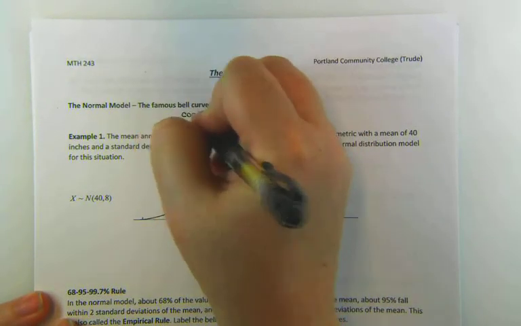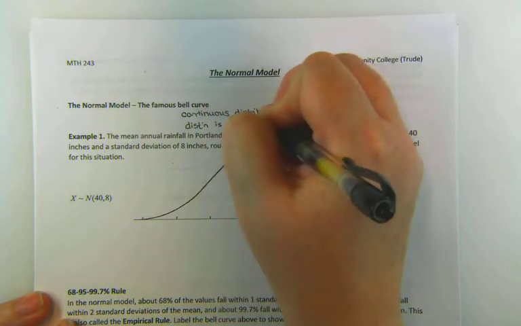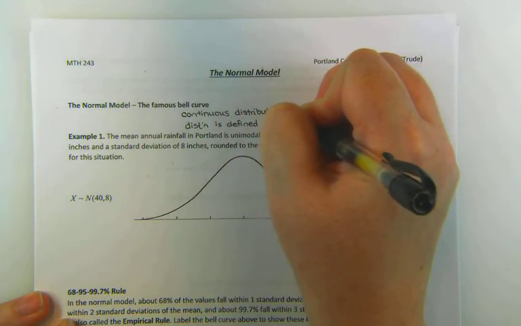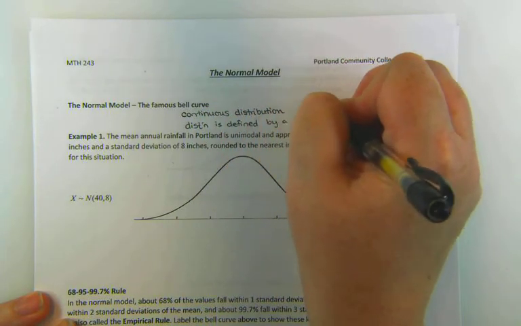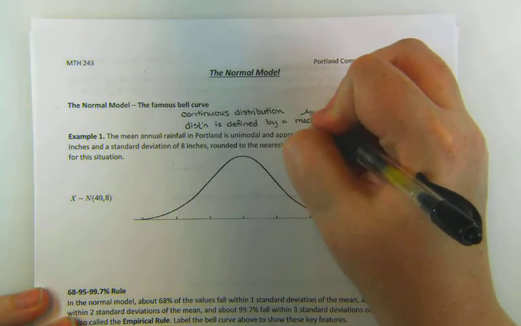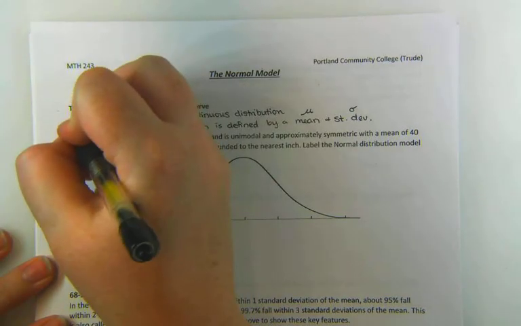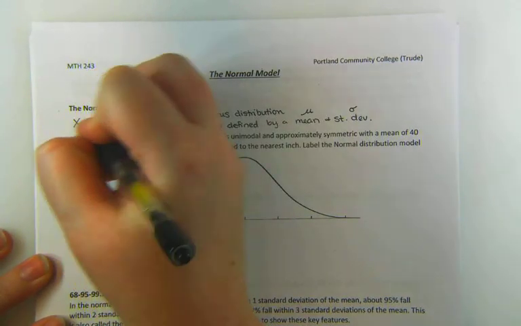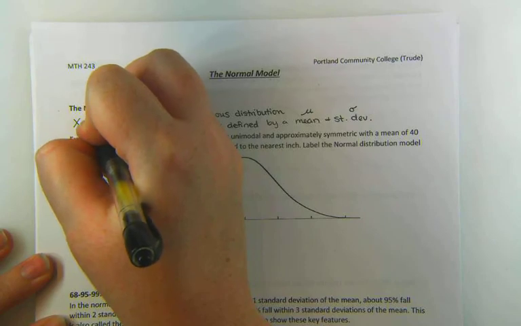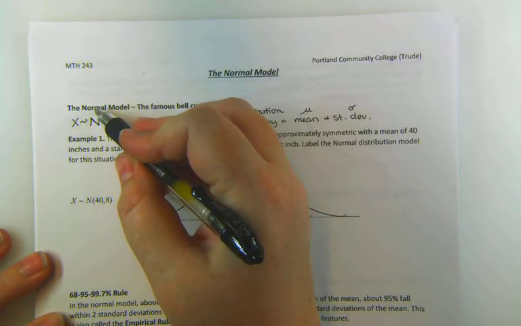What defines our distribution is a mean and a standard deviation. So our notation here, we're going to have some population mean and population standard deviation describing the behavior of our data. If we have this random variable x, how we would define it is with the normal model, and that's what this capital N is going to say.